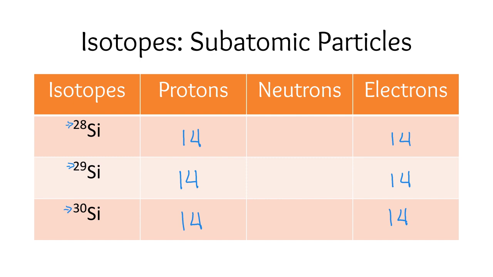So for the first one, 28 minus 14 gives us 14 again. And since the other two just go up by 1, we can fill in the number of neutrons as 15 and 16. So remember, each one of these isotopes is still the same type of atom. It's still silicon, but it has a different atomic mass, a different number of neutrons.